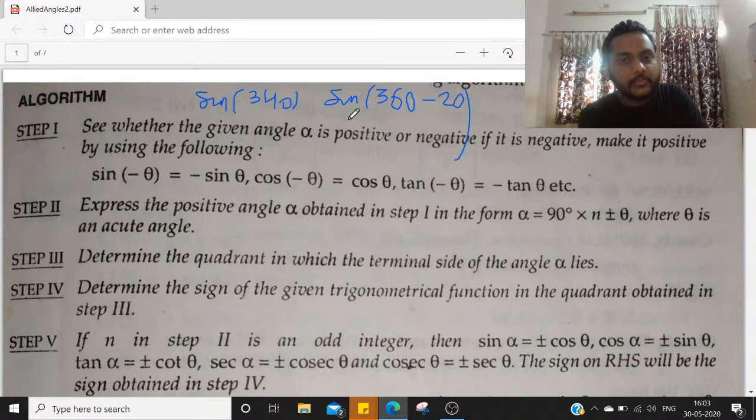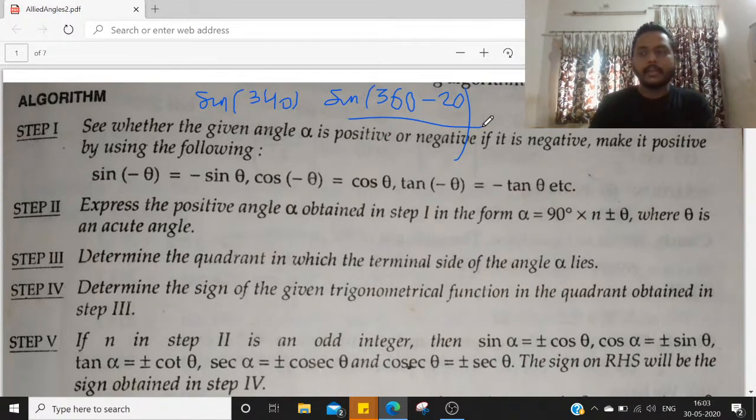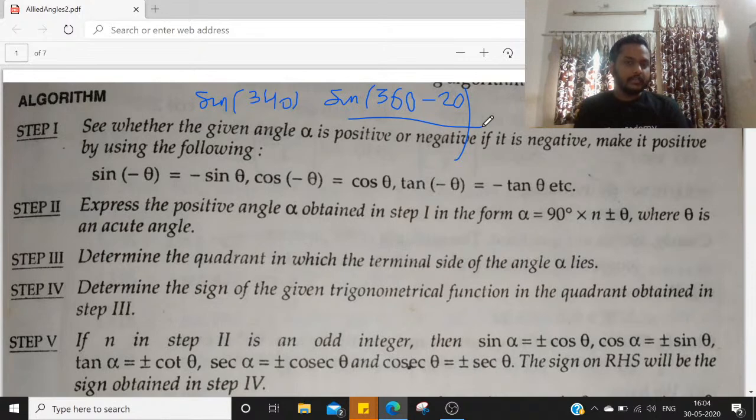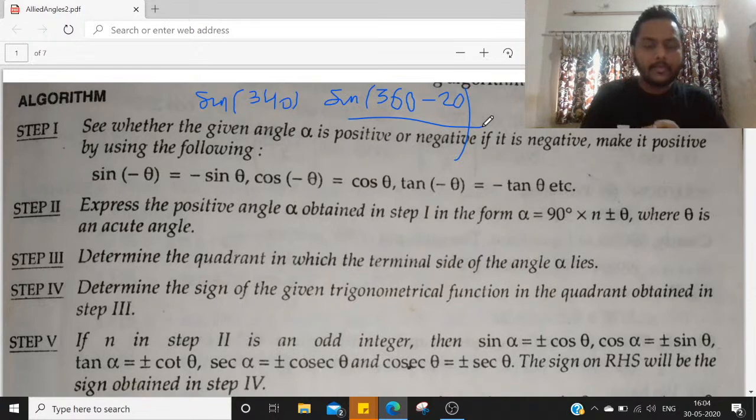So I have angles of the form sine 360 plus 20, sine 360 minus 20, sine 360 plus minus theta, tan 360 plus minus theta, or sine 90 plus minus theta, sine 270 plus minus theta, sine 180 plus minus theta, or any other ratio, let it be tan 180 plus minus theta, tan 270 plus minus theta, cot 270 plus minus theta. Whenever I have these kinds of angles, tab hum log discuss karte hain apne allied angles.